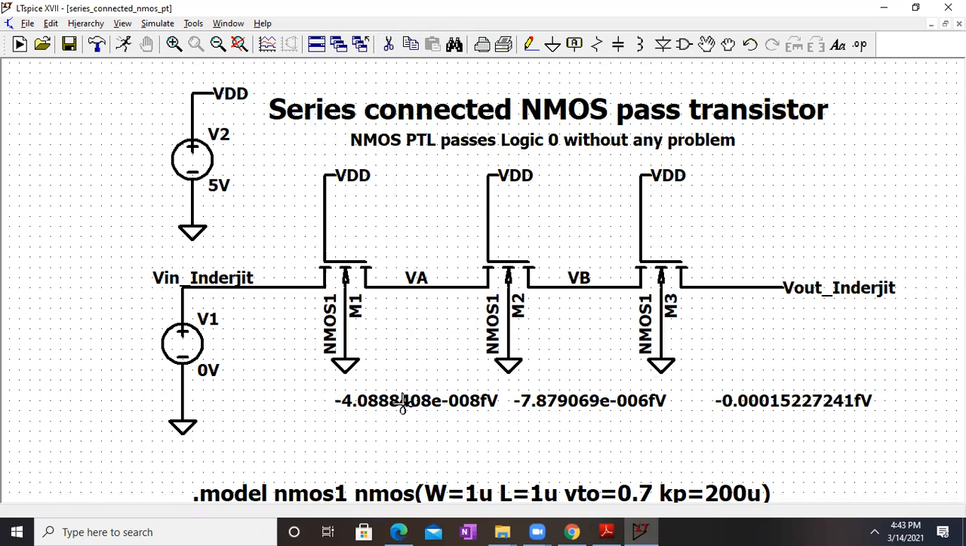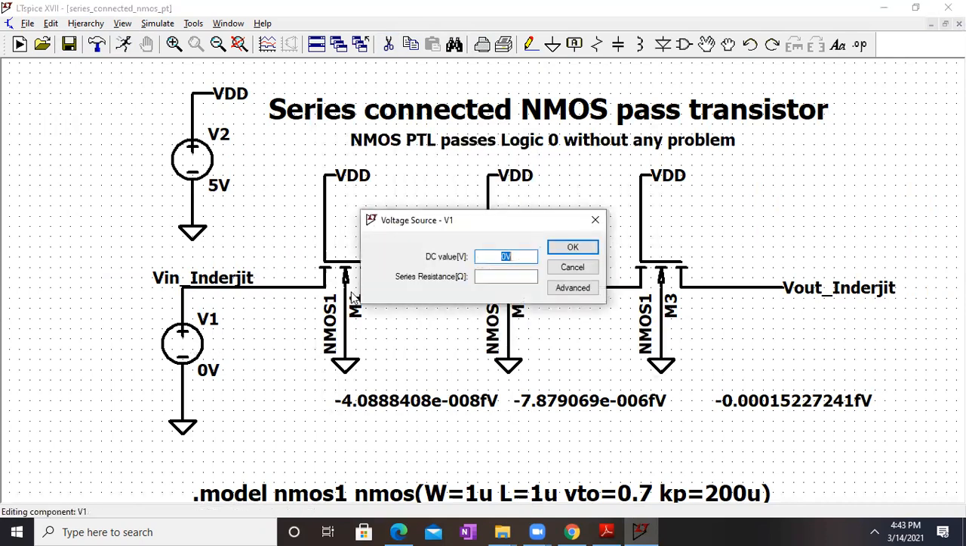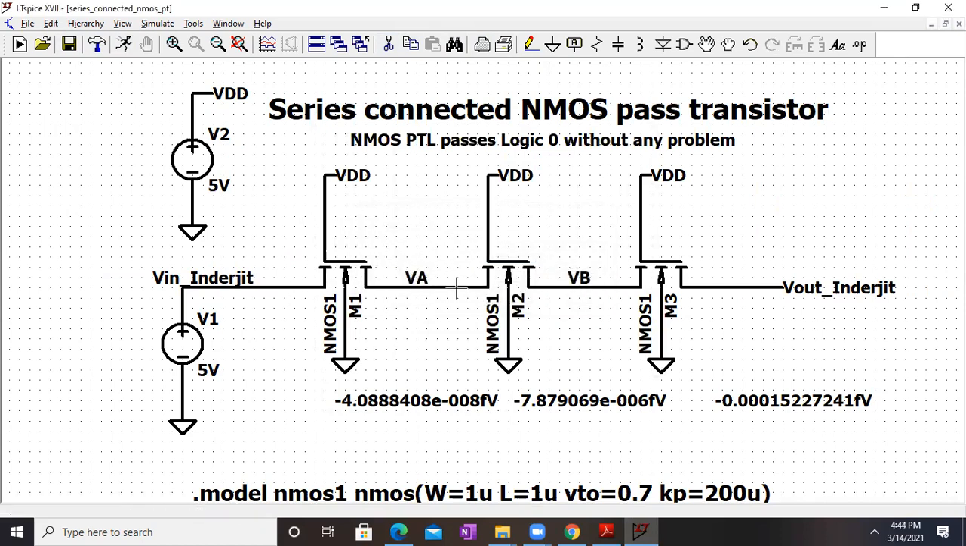when we apply logic 1, that is 5 volt, over here at the input. So will VA remain at 5 volt? Will my NMOS pass transistor pass 5 volt as it is? And if it is less than that, what will happen to the second transistor? And what will happen to V out? Will VB be less than VA, and will V out be lesser than VB? All these questions will be answered when we apply 5 volts over here.